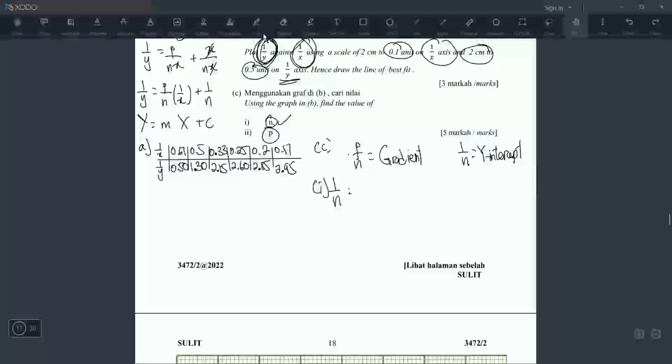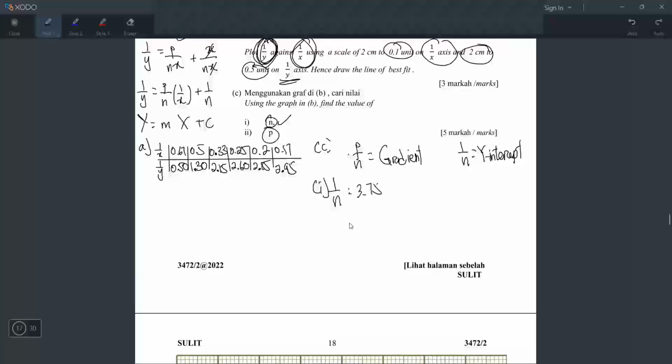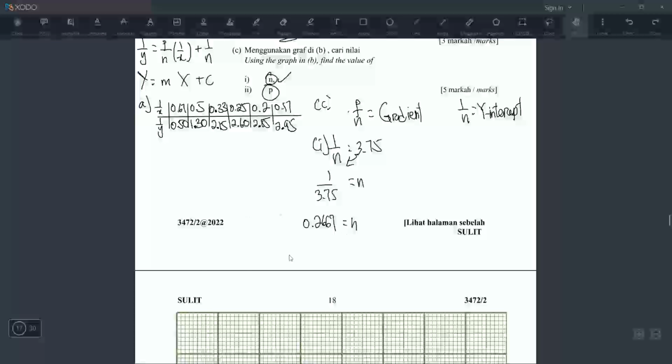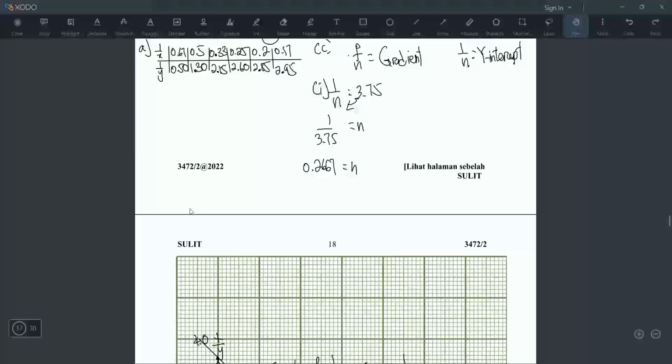So we can write 3.75. And then now we can find our n. Just tukar tempat. So 1 divided by 3.75, n is equal to 0.2667. Usually I'll write 2 significant figures. So that's how you do it.